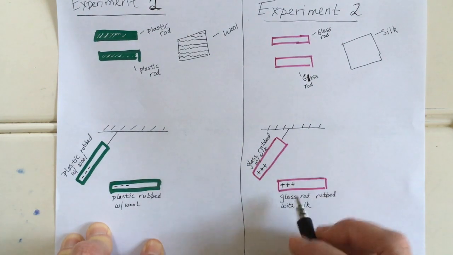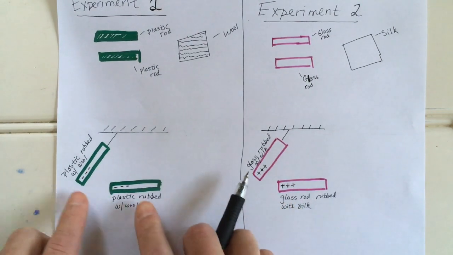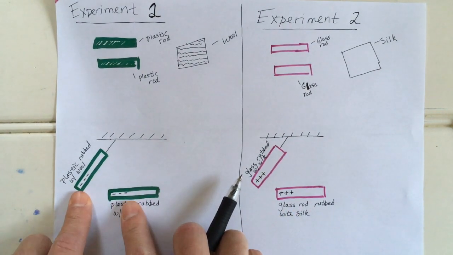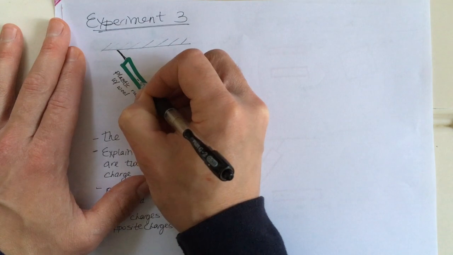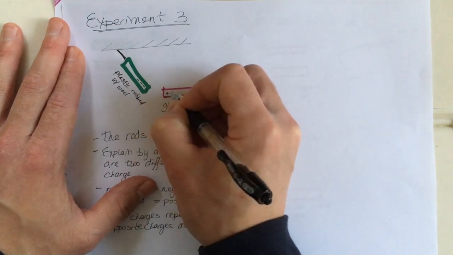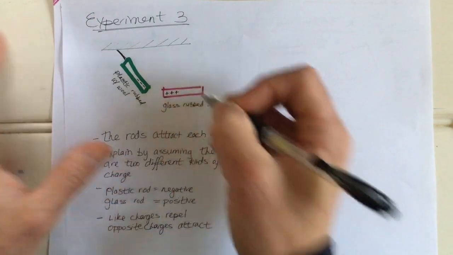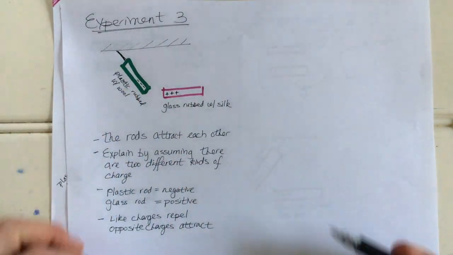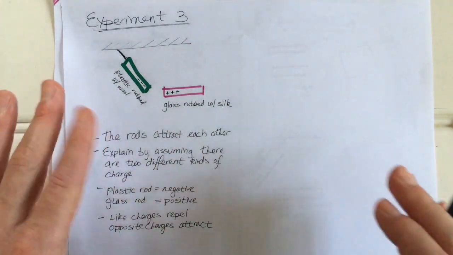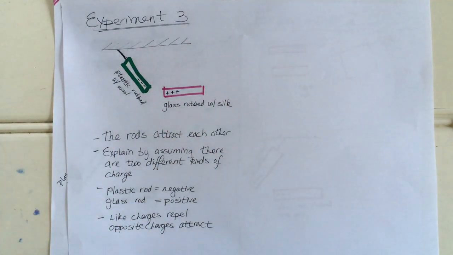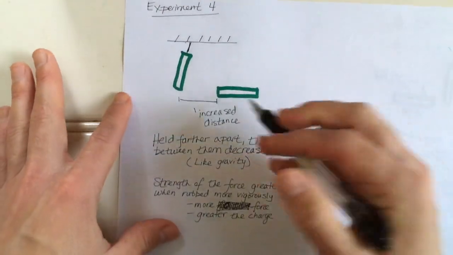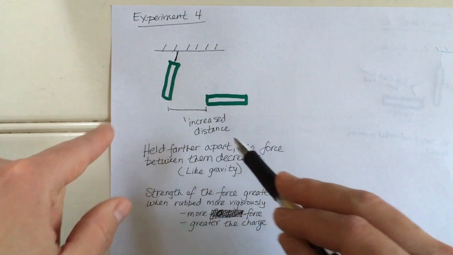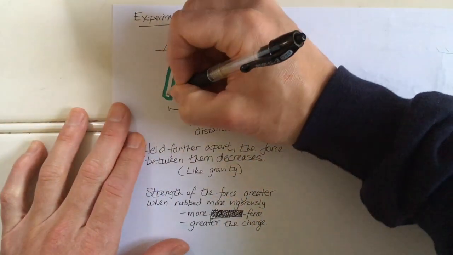And so what this is showing is that two positively charged objects repel, two negatively charged objects repel. Okay, but if we now draw those same charges here, we see that just like the Paula Abdul song, opposites attract. Yep. And so when we bring a negative and positive together, we see a force of attraction. Okay, I think I have a fourth experiment here as well on one of these pages.